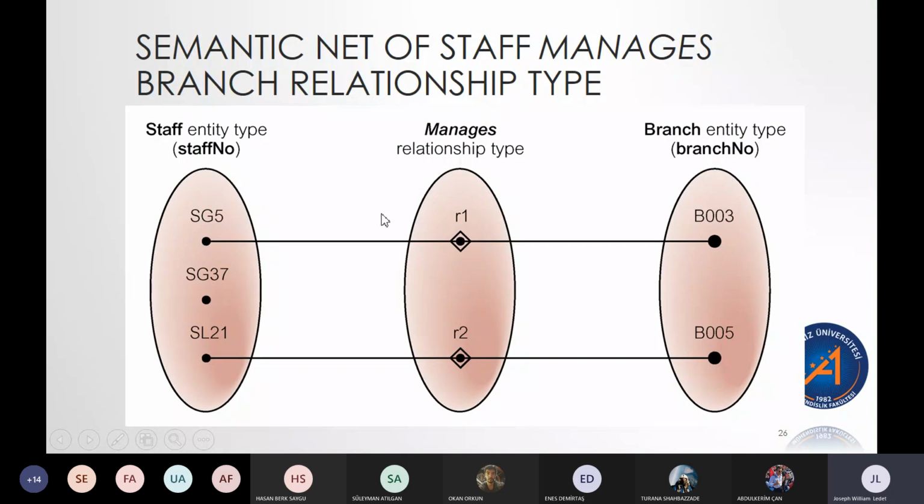So this staff person manages this branch. This staff person manages this branch. So we would call this a one-to-one relationship. This is the same thing as the chair, the head of a department, and the department that I used in the previous slide example. So this would be Meli Hoja here. SG5 would be like Meli Hoja. He is the head of the computer engineering department.